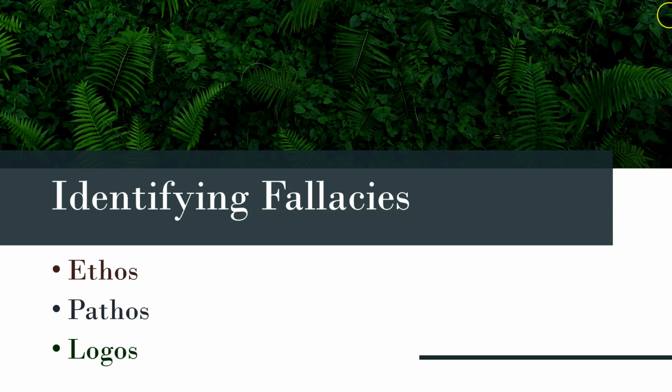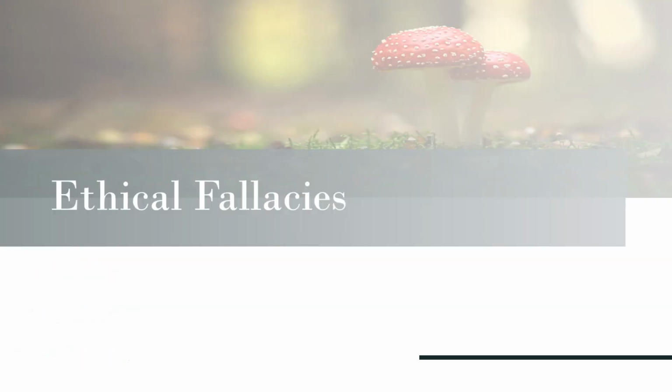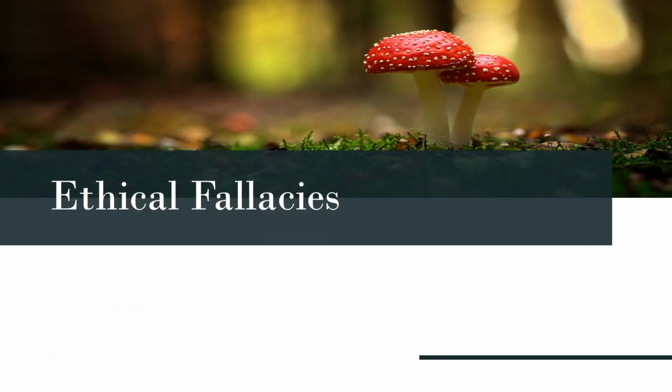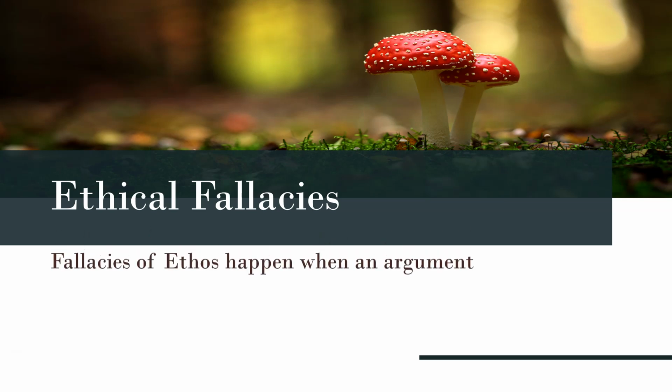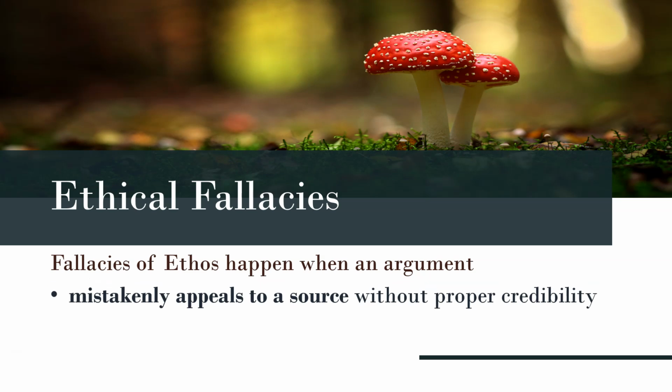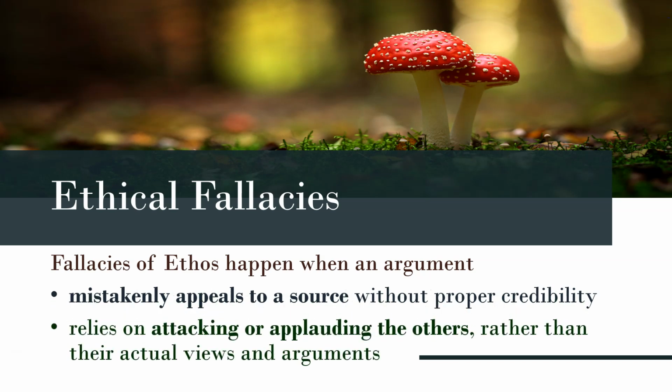As we get started, we're going to begin by identifying fallacies of ethos. These are often termed as ethical fallacies. So fallacies of ethos happen when an argument mistakenly appeals to a source without proper credibility, or when an argument relies on attacking or applauding others rather than attacking or applauding their views and arguments.